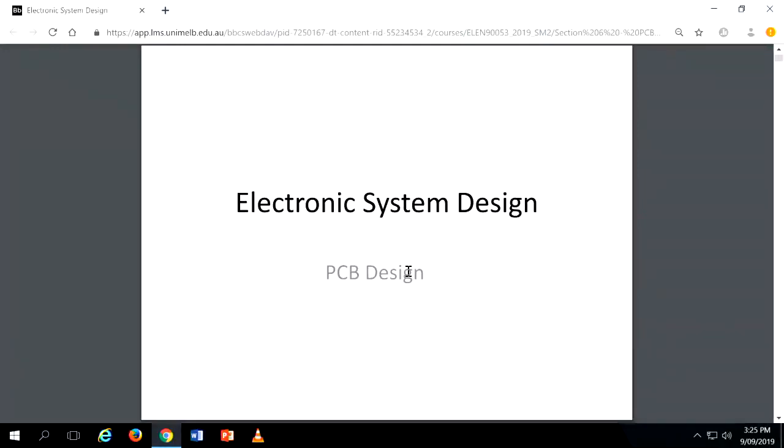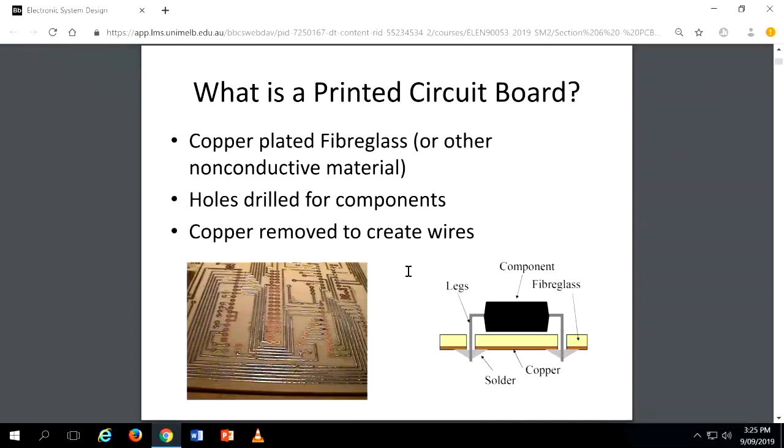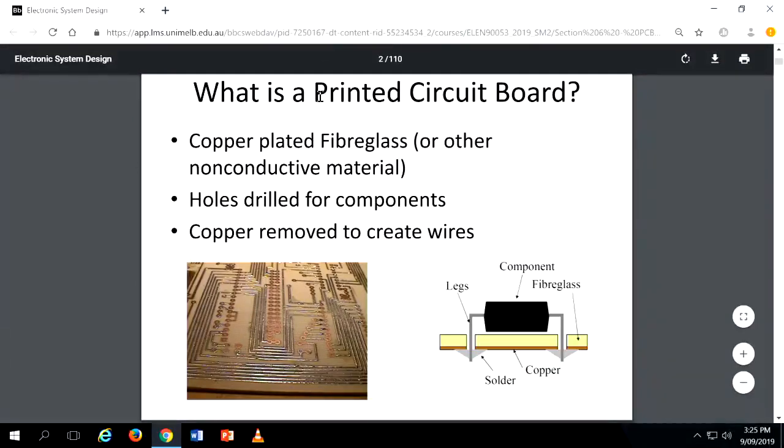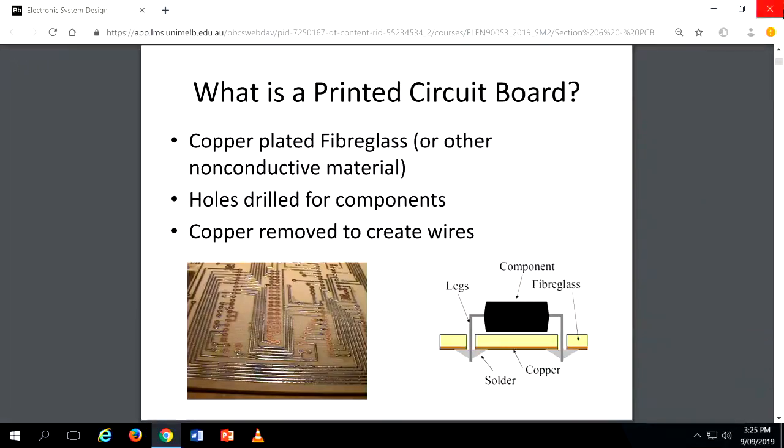So PCB design, we will start from the basics. What is a printed circuit board? That is the expansion for the abbreviation PCB: printed circuit board. So we use copper-plated fiberglass or other non-conductive material. Holes are drilled for components. You can see in the PCB, the holes are drilled for components when you are using through-hole components, but through-hole components are not very popular these days.